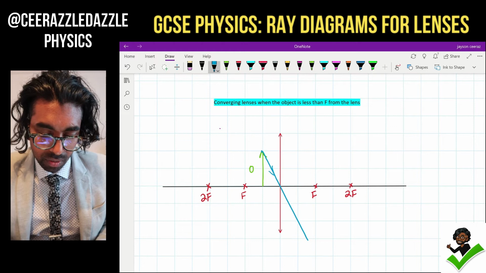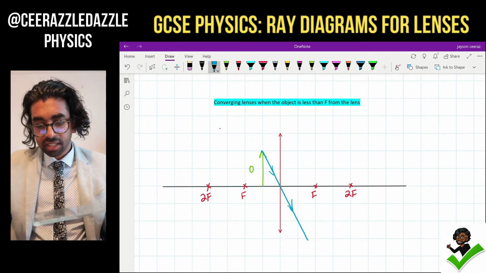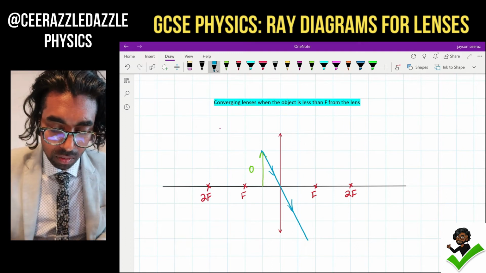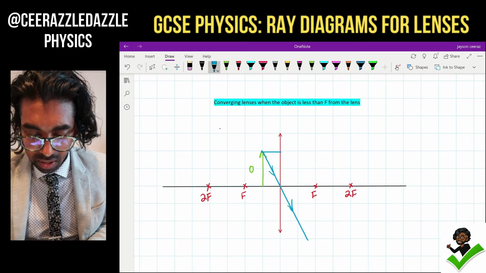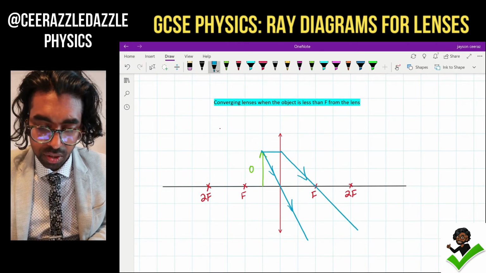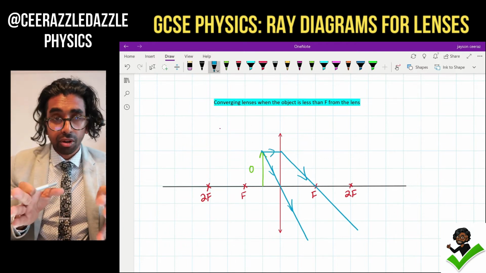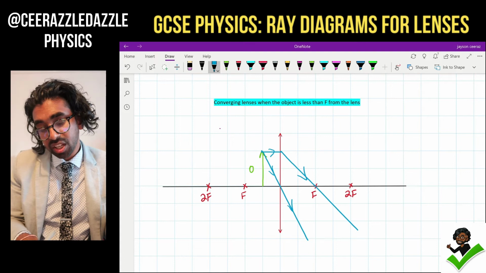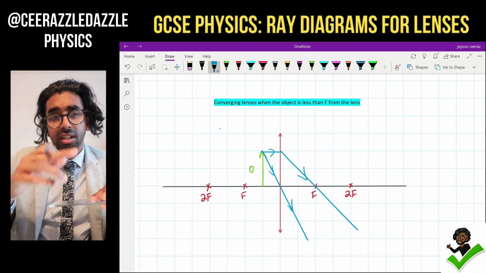Wonderful. There we go. And once again, I'm doing a ray of light going parallel to the axis, then going through F. Wonderful. Right, so what do you notice now? These two rays of light, they're not going to meet. So I can't make these two rays of light meet. The way that I'm going to have to make them meet is by extrapolating the lines backwards.